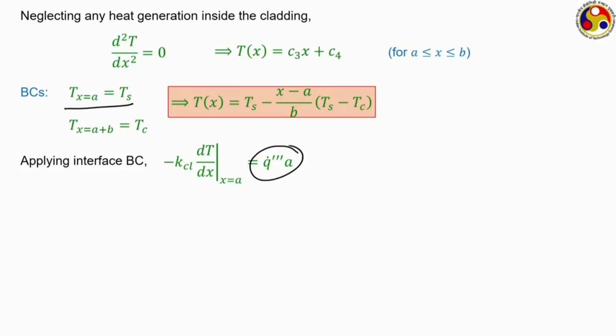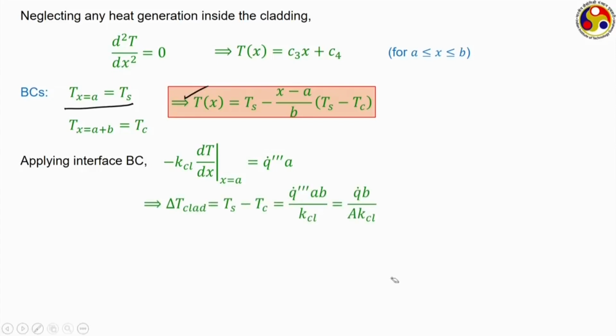Now, using this interface boundary condition, we can derive, take the derivative of this and put the condition x equal to a, and subsequently we get the temperature change across the cladding, that is Ts minus Tc, of a form like this, q dot b by a into Kcl. So, again drawing the thermal analogy, we can define a thermal resistance for the cladding as small b divided by a into Kcl.